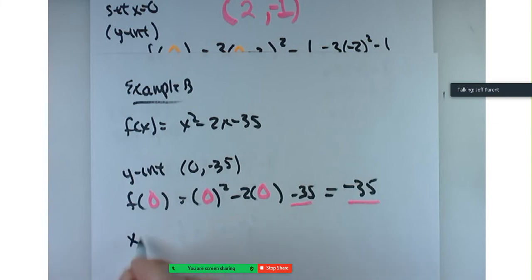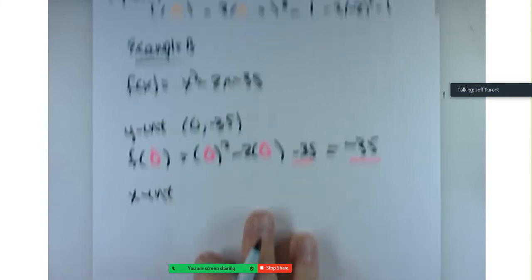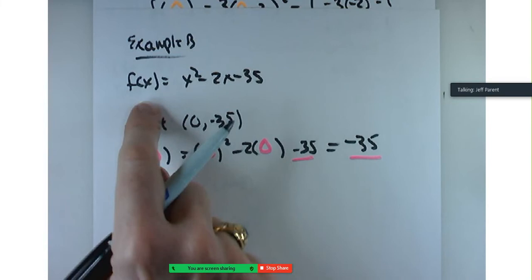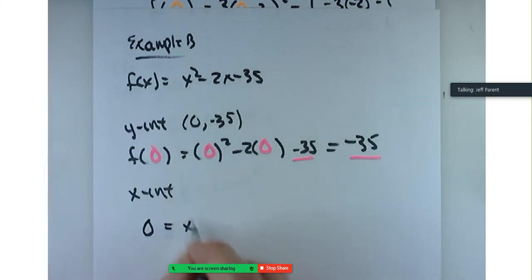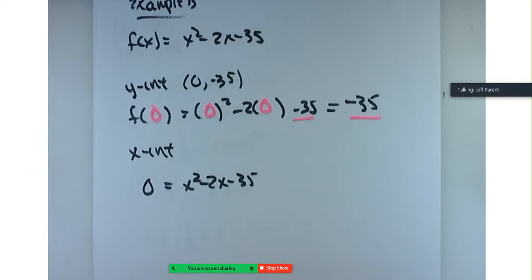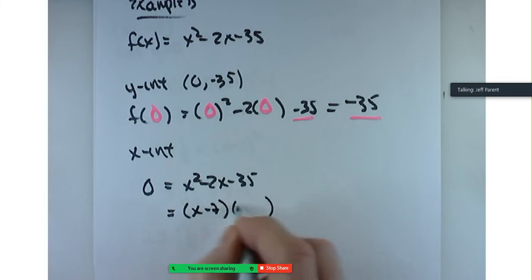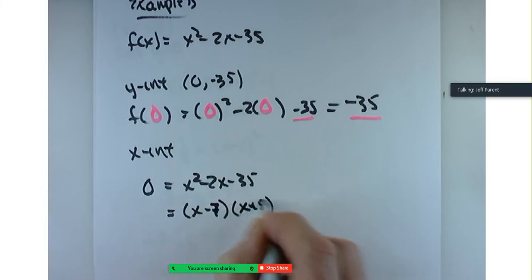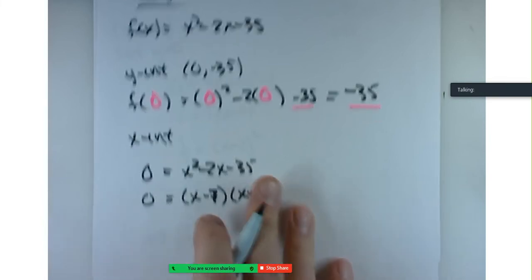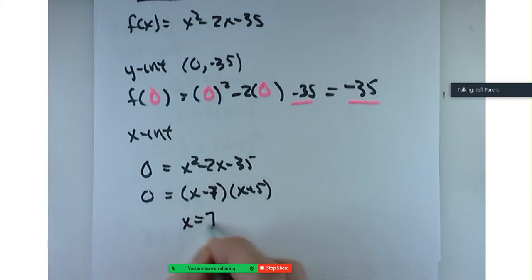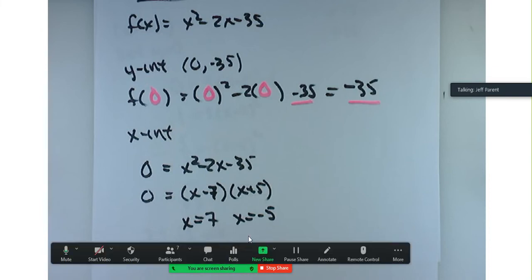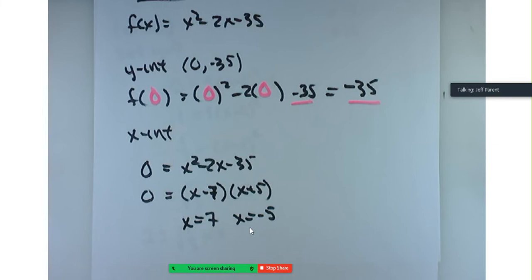What about the x-intercepts? Well, as Joe helped us out on the last one, you're going to set y equal to 0, so that's going to be 0 equals x squared minus 2x minus 35. I hope you don't pull out the quadratic formula on this one. That's just going to be x minus 7 times x plus 5. And from that, you can see the two solutions, x equals 7 and x equals -5. Beautiful.